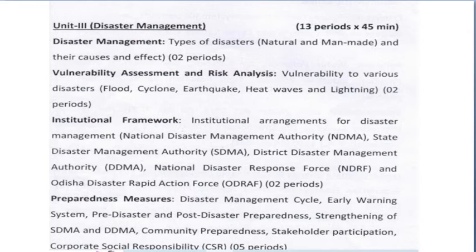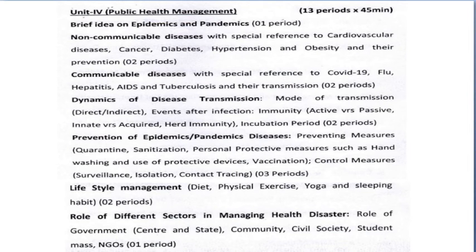Then let us discuss the last unit, what is there. In the last unit you will learn about public health management. So what is there in this unit? You will know a brief idea on epidemics and pandemics, then non-communicable diseases like cardiovascular disease, cancer, diabetes, hypertension, obesity, and their prevention. Then communicable diseases like COVID-19, flu, hepatitis, AIDS, tuberculosis, and their transmission.